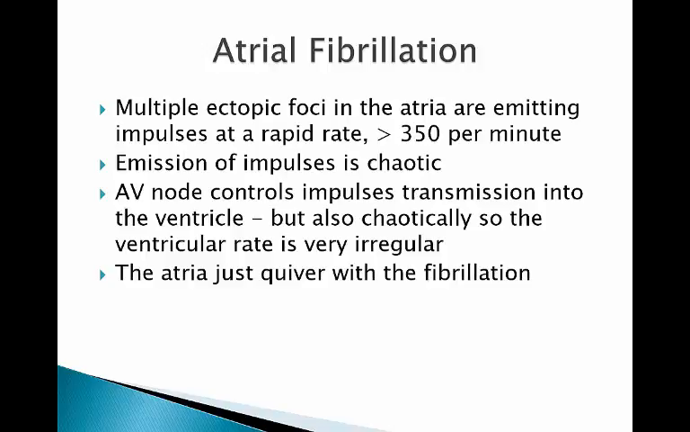The AV node, okay, like we said before, helps to slow down these impulses, but they're coming so fast and they're very irregular. So they're getting transmitted into the ventricles very irregularly. And so that's why the hallmark of atrial fibrillation is an irregular heartbeat. And basically what happens is that the cells in the atria are firing so fast that instead of the atria pumping, it just basically quivers, okay, or it fibrillates, just like Jell-O.